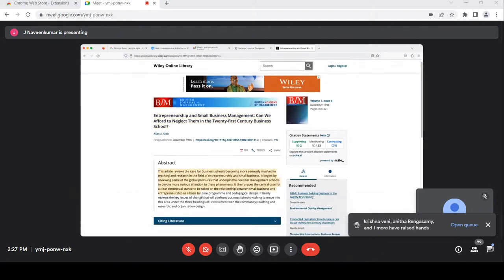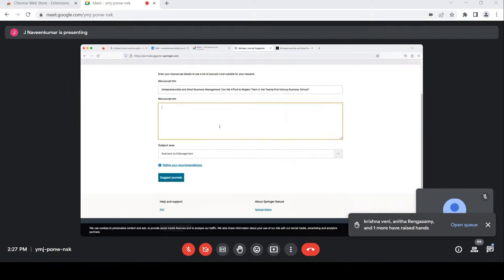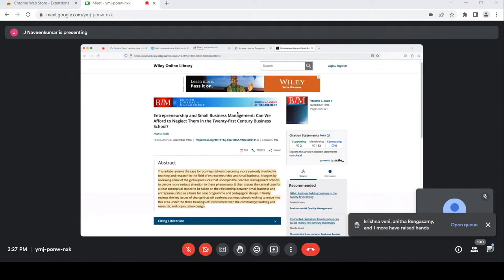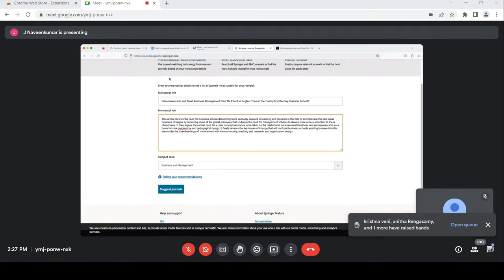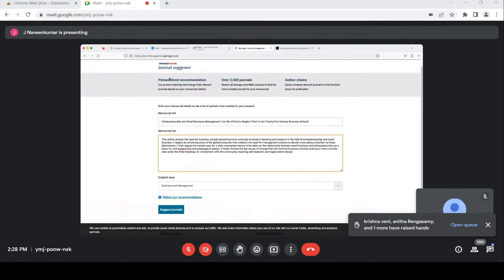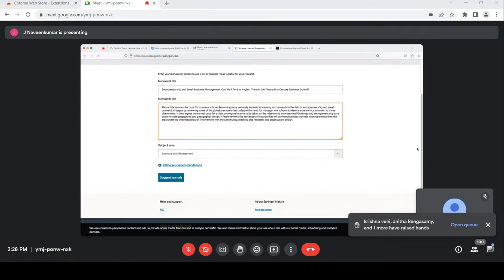It is not necessary that the same journal will be suggested in this particular tool, because the journal might be different there, right? The publisher might be different. It's a Wiley publisher, and I'm looking in Springer here. Springer will have all its publishers, whatever publishers are there in Springer, all those will be there, right? So let us see what result we are getting here.